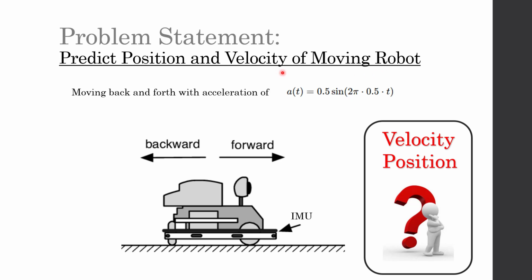why is it a problem? Because let's discuss the scenario. So this is a robot on which I have a sensor installed, and I can very well measure its position and velocity. This sensor is an IMU, inertial measurement unit, which has an accelerometer and a gyroscope. And let's suppose the gyroscope gives a linear velocity.